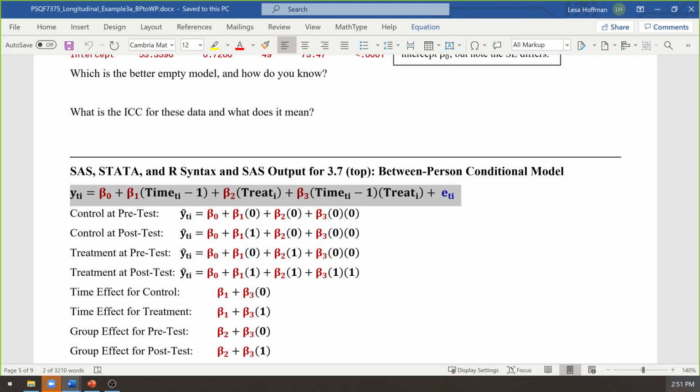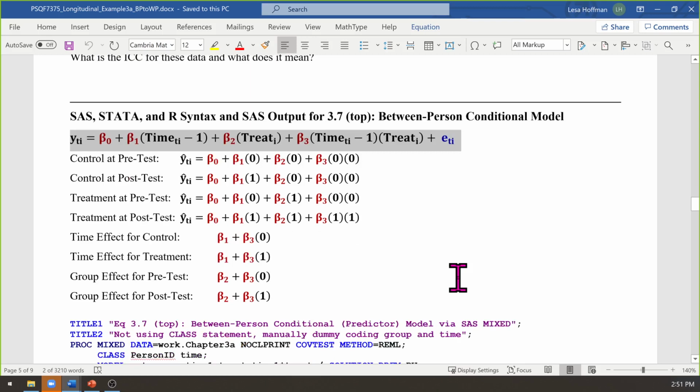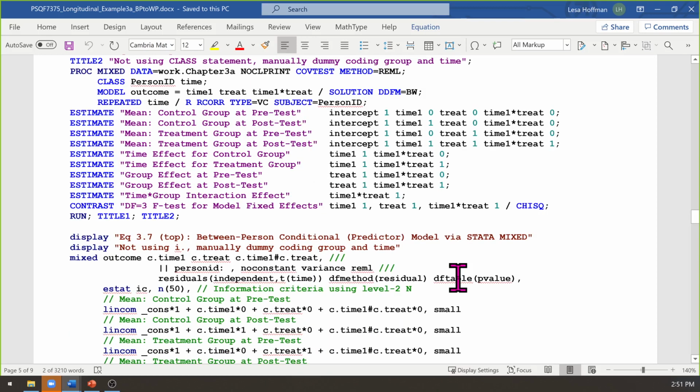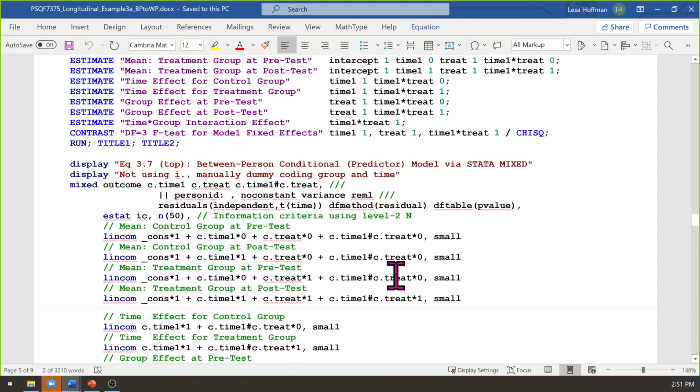Okay, thanks for the question. And this, by the way, is example 3A in the book. It is exactly these data and this set of analyses and the code on the website as well. So if you're looking for a little more explanation, you can read about that.